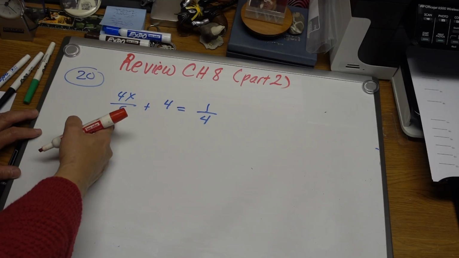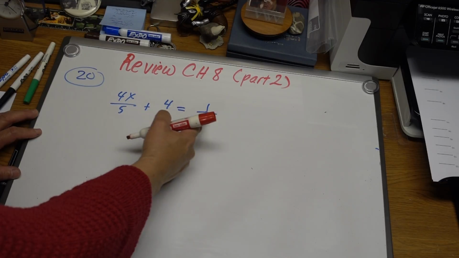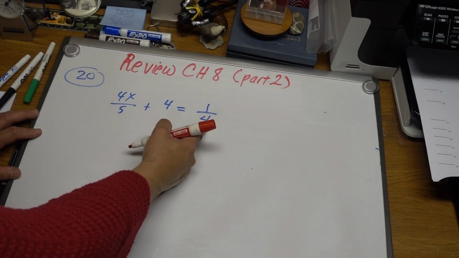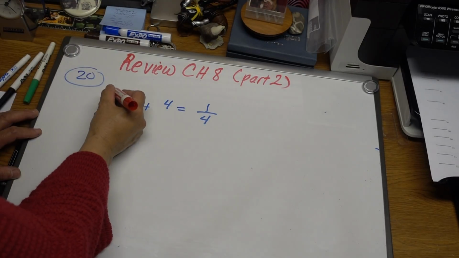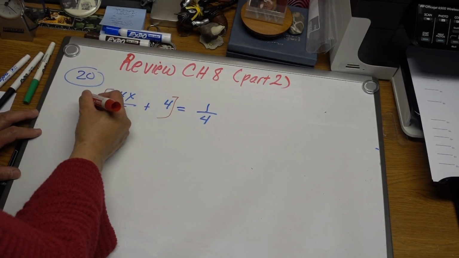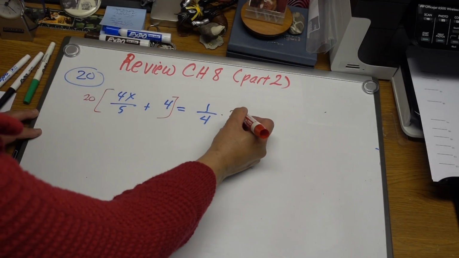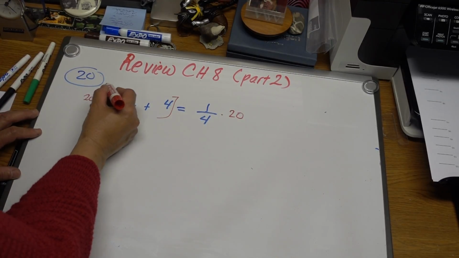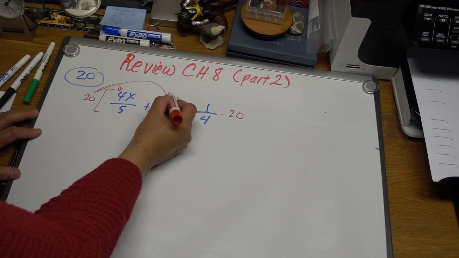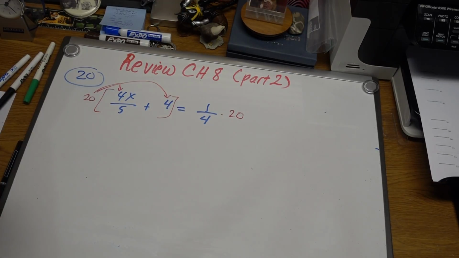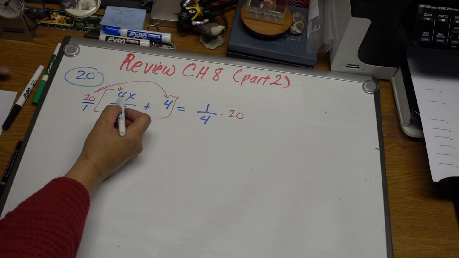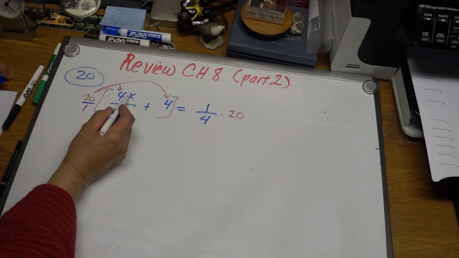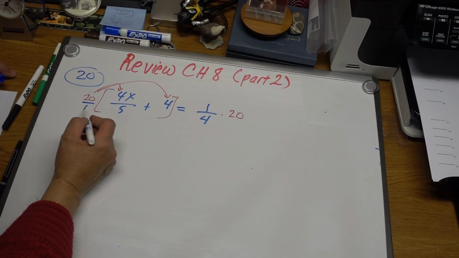Since we have a 5 here in the denominator and a 4, multiply by the least common multiple of these two numbers, which is 20. So multiply both parts by 20, and by 20. Then we're going to multiply the first one and then the second one inside. We have 20 over 1, remember this is over 1, and this is 20 times 4x over 5.